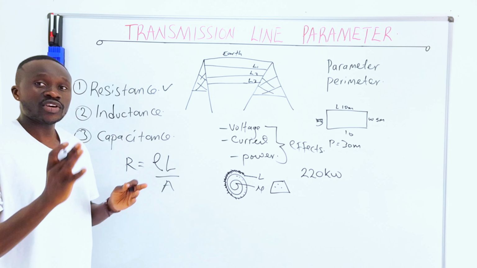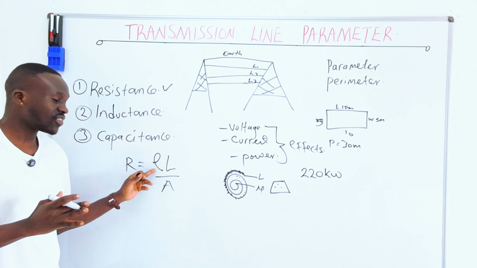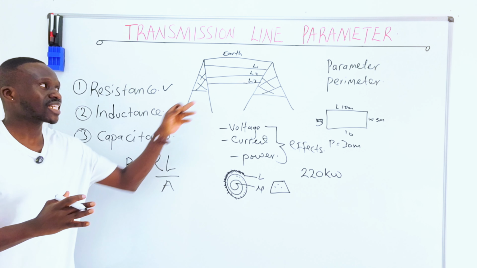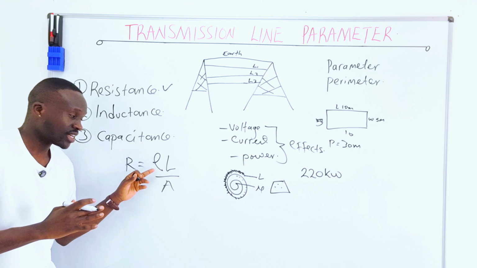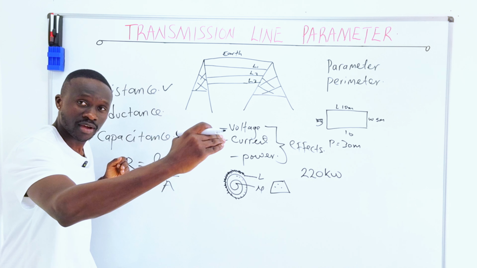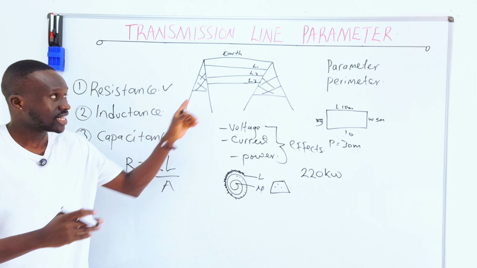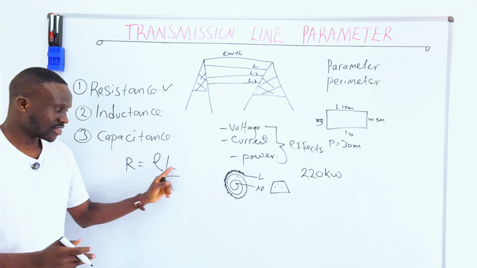If you're a student, they will give you a resistivity number for certain conductors, whether they're using aluminum or gold. The resistivity number will be given. Now, L stands for the length of the conductor, the length of these wires in meters.